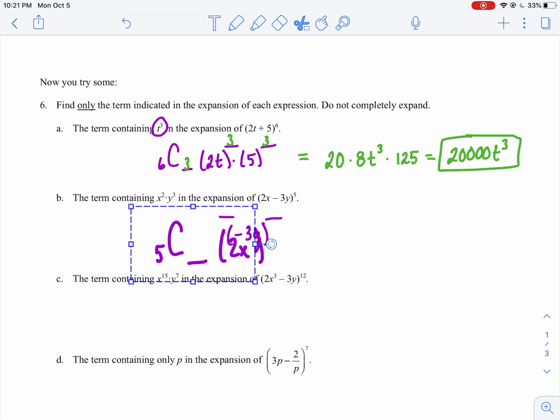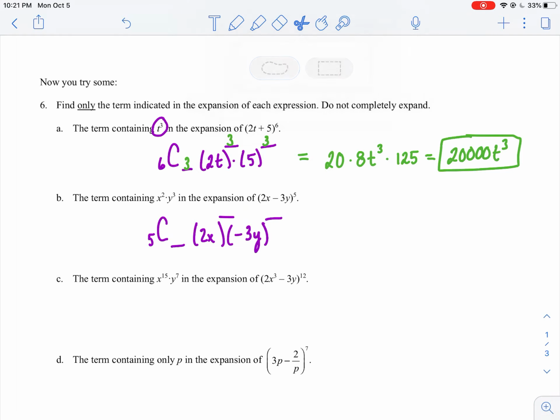So let me, whoop. That's not what I wanted. Hang on. Trying to cut it there. There we go. Just to move it down a little bit.